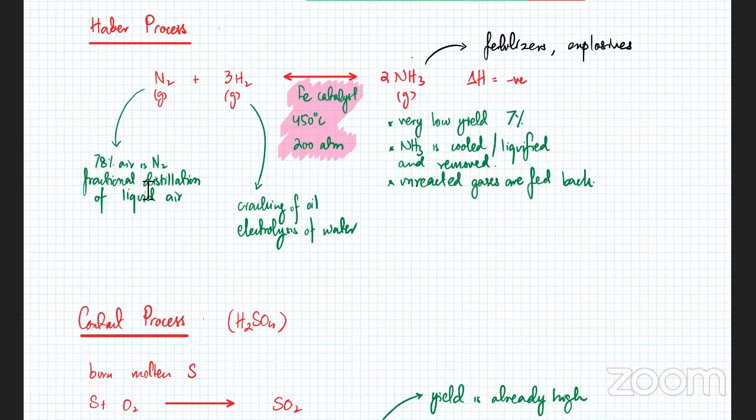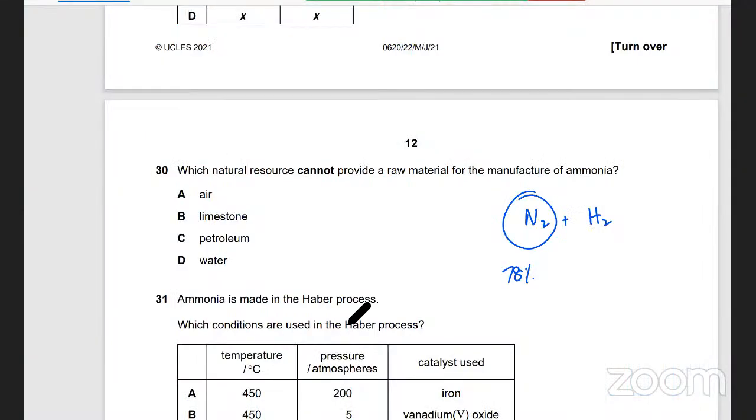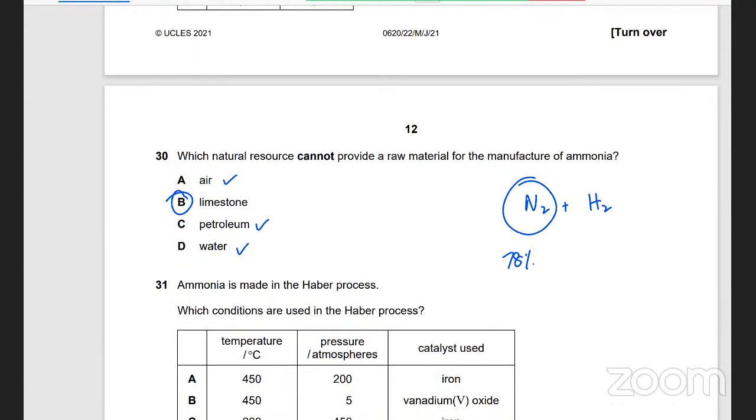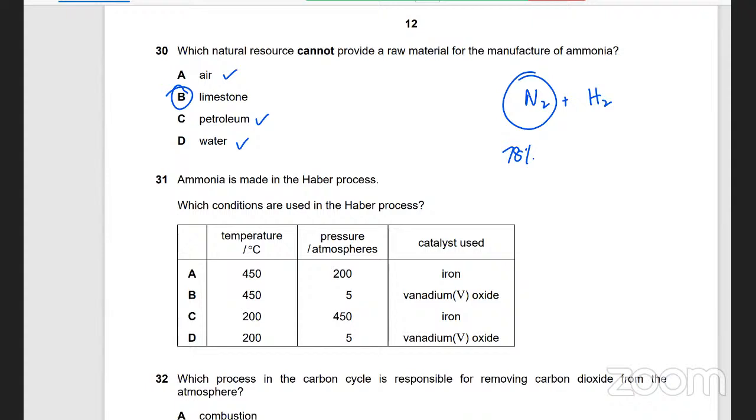So, where do you get N2? You get it from fractional distillation of liquid air. Where do you get H2? You get it from cracking of oil or electrolysis of water, ठीक है। तो cracking of oil, electrolysis of water, air, ये सब से तो मिल जाएगा, लाइमस्टोन से नहीं मिलता, ठीक है। You don't get anything from limestone. Is this clear?